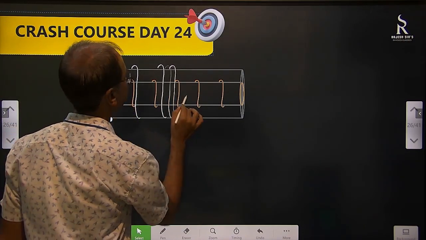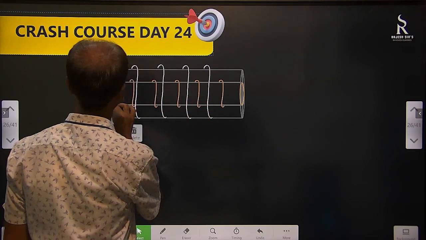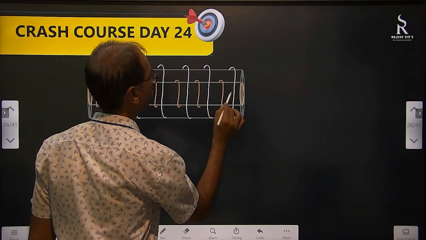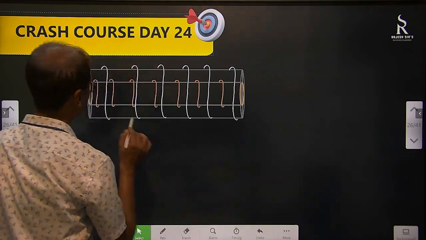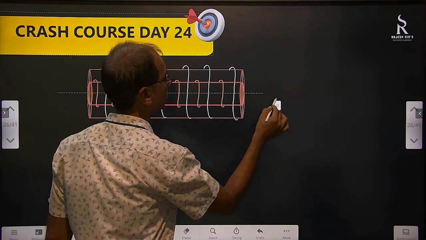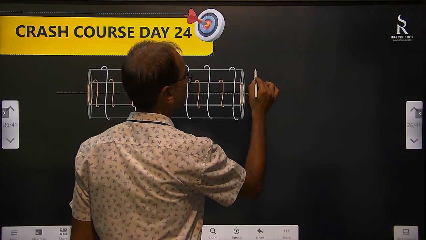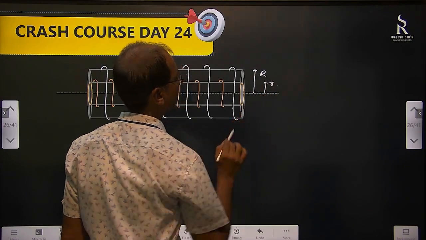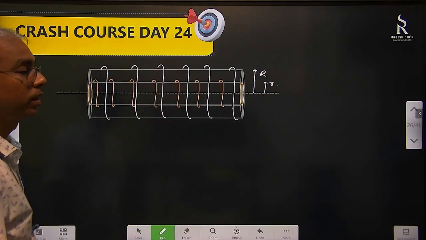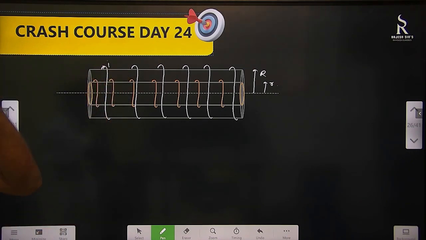This is a solenoid. Solenoid inside solenoid. The axis of the solenoid is common. The bigger solenoid's radius you can say is capital R, and the smaller one's radius you can say is small r. Where is the current? Current is going in the upper one. Here is the current. That's the primary for us, and the inside solenoid is the secondary.